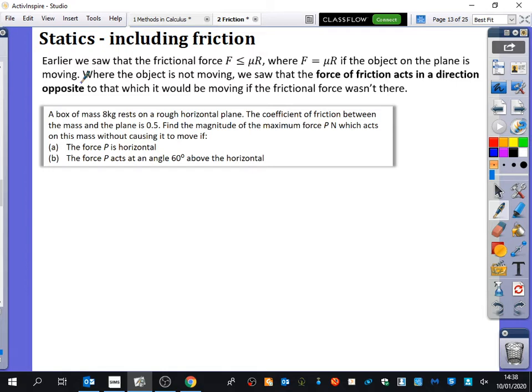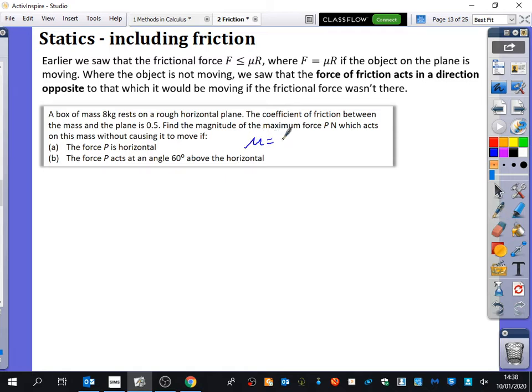So we're going to do this one that's a little bit simple, which I'm going to go through relatively quickly. And then the one on the slope is a bit more complicated, and I want to spend a bit more time on that one. And then you're just going to do some practice on these kinds of things for homework. So a box of mass 8 kilograms rests on a rough horizontal plane. The coefficient of friction between the mass and the plane is 0.5.